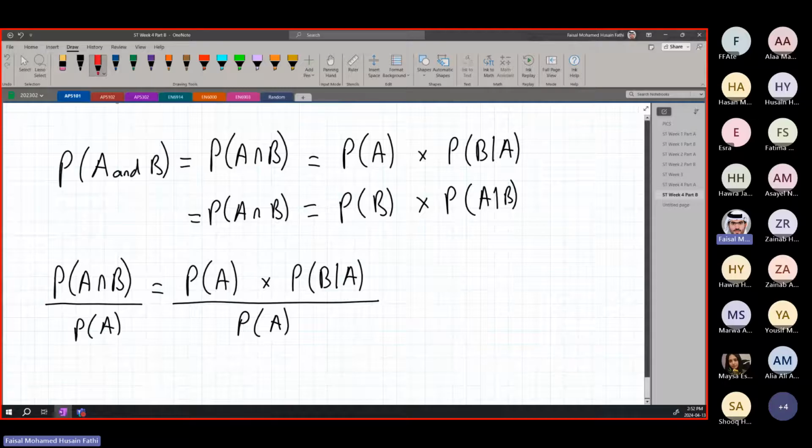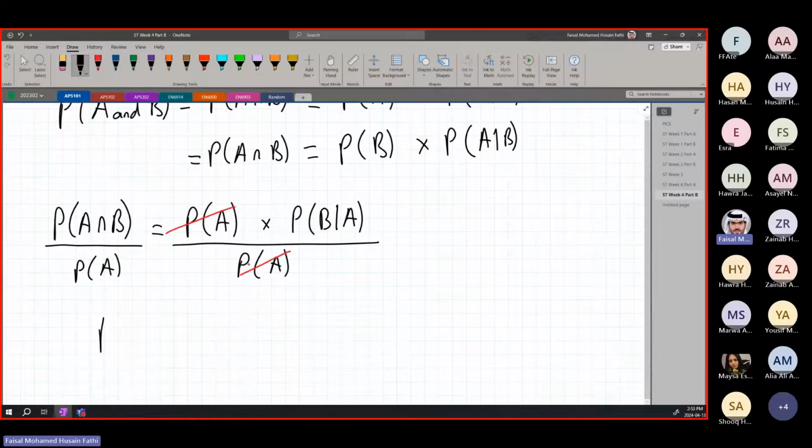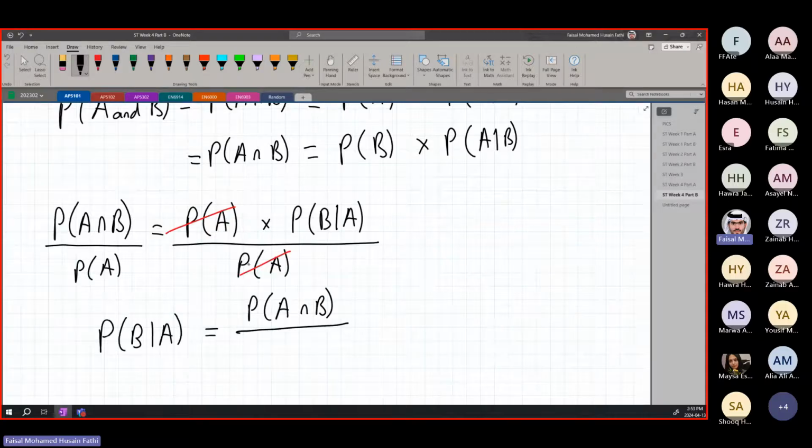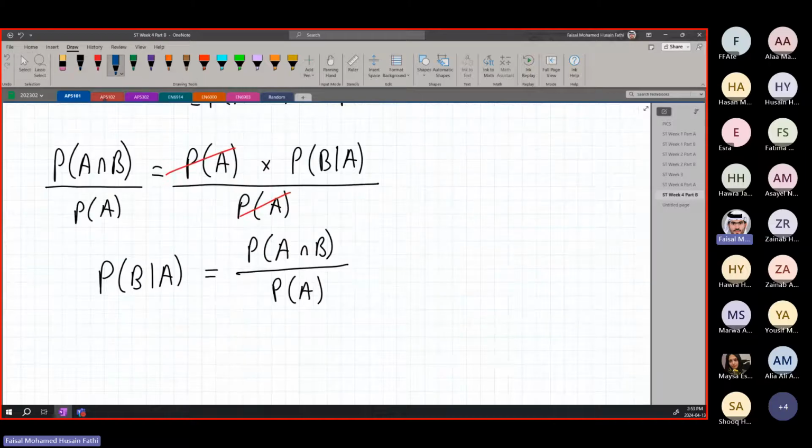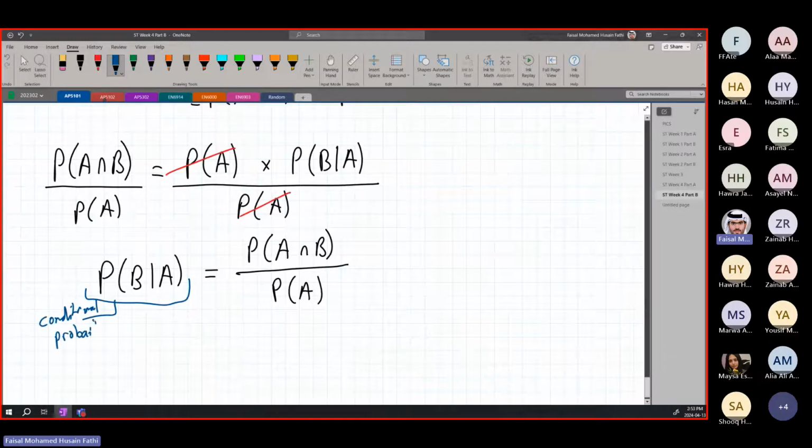You will notice that P of A and P of A will cancel here. So what we will remain with is P of B given A is equal to P of A intersection B over P of A. That's it. Simply, this is what they call conditional probability. So this is the equation for it. As you can see, it's the same as the intersection or joint equation, which is A and B.